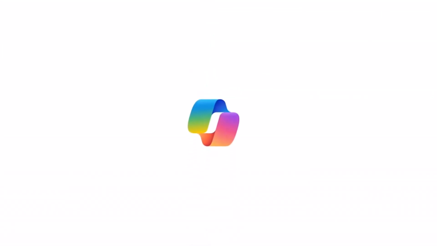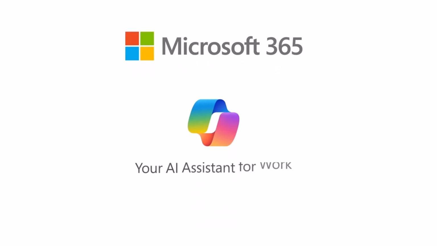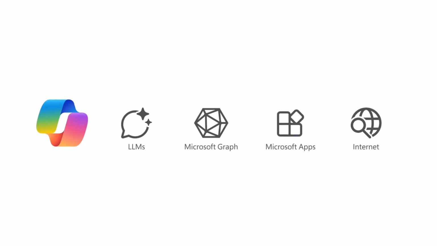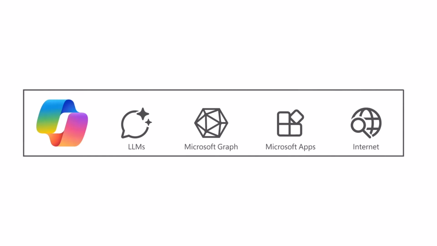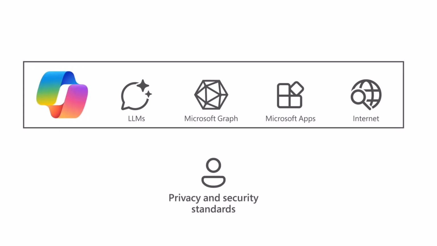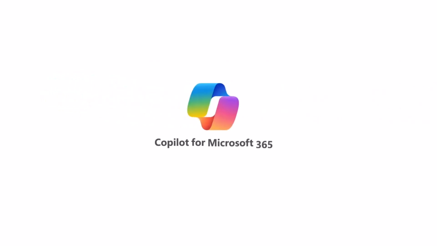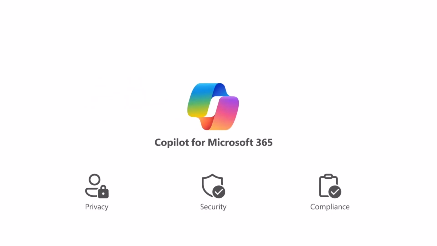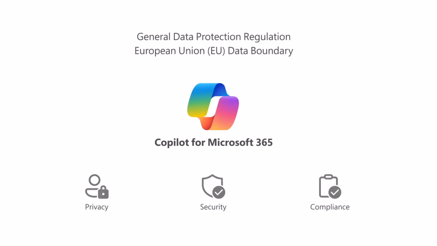In summary, Microsoft Copilot for Microsoft 365 is your AI assistant for work, coordinating LLMs, content in Microsoft Graph, Microsoft 365 apps, and the web. It generates responses based on this combined content and context, providing real-time intelligent assistance, enabling users to enhance their creativity, productivity, and skills while adhering to privacy and security standards. Microsoft Copilot for Microsoft 365 is compliant with our existing privacy, security, and compliance commitments to Microsoft 365 commercial customers, including the General Data Protection Regulation, GDPR, and European Union EU data boundary.